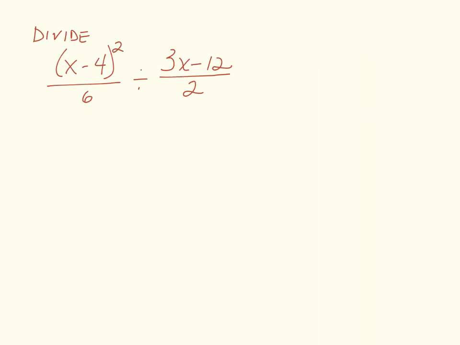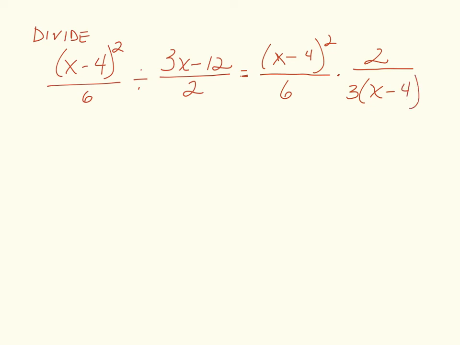Okay, now starting here, we need to make sure we factor everything. Well, the first numerator here, x minus 4 quantity squared, it's already factored. We just have to factor this other stuff, the 3x minus 12. However, we need to rewrite it, and I'm going to rewrite it and factor as I go, because I don't want to be writing extra stuff. x minus 4 squared over 6 times 2 over 3 times x minus 4.